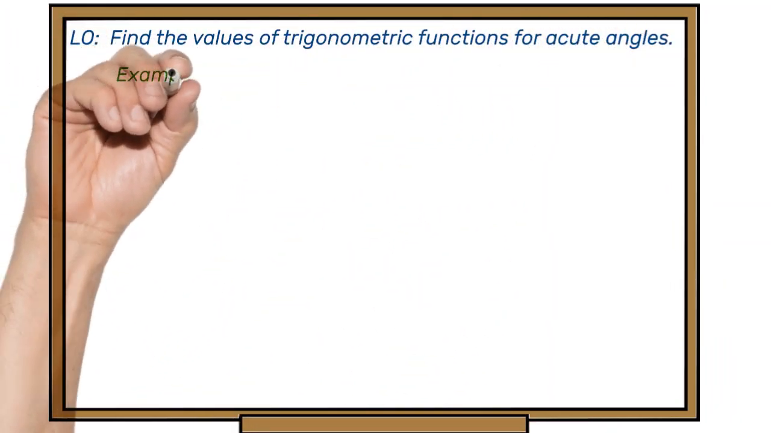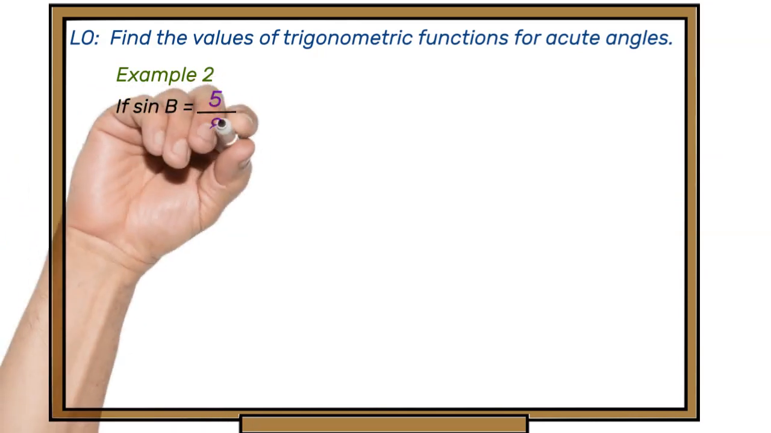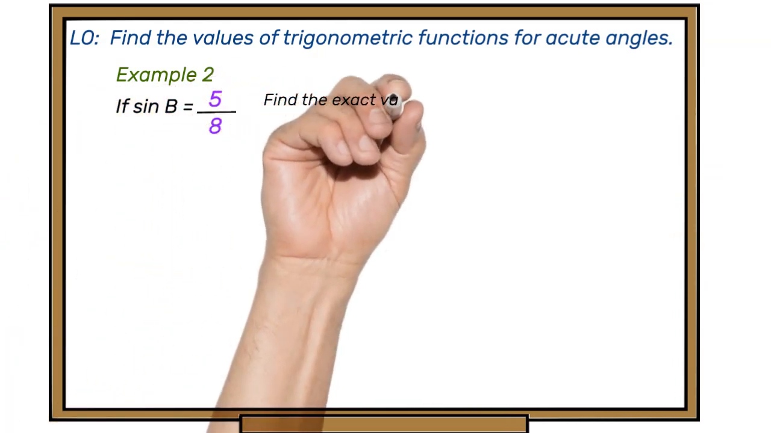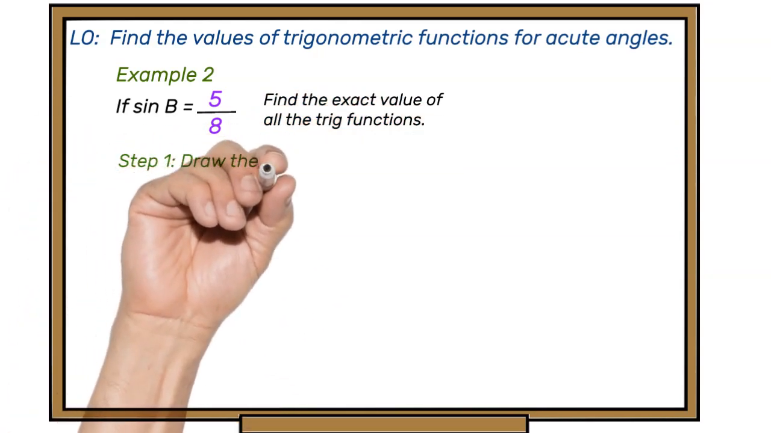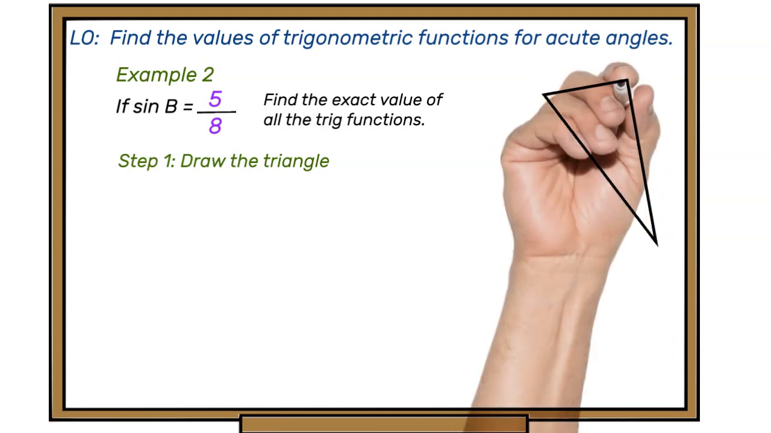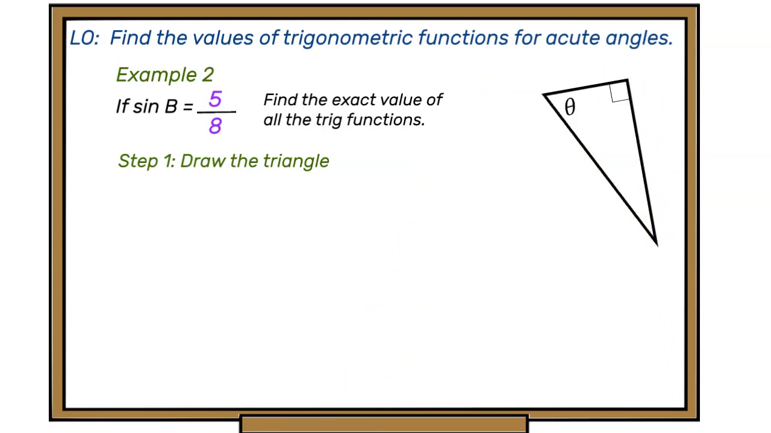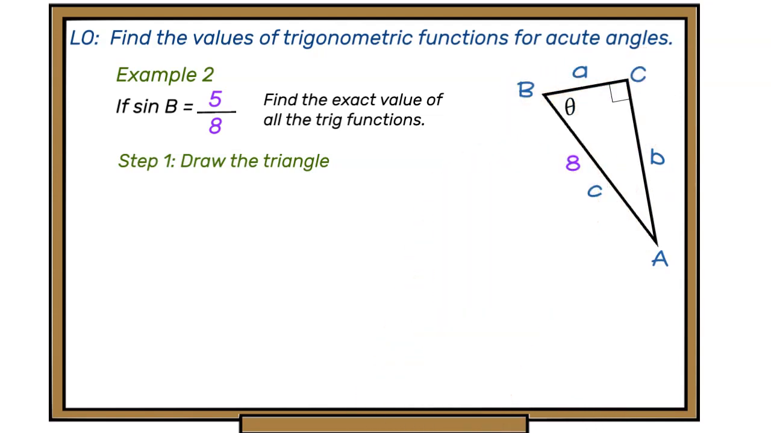Okay, let's look at example 2. If sine B is 5 over 8, find the exact value of all the other trig functions. So step 1, draw the triangle. We're going to label the triangle A, B, and C, with opposite side little a, opposite side little b, and opposite side little c. We're going to put in the values that we know.